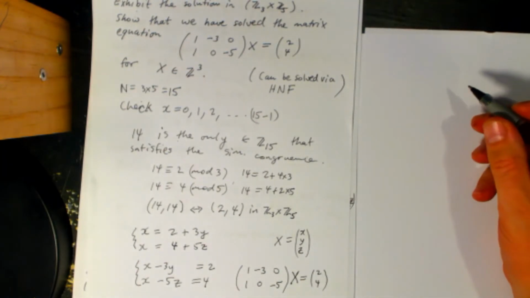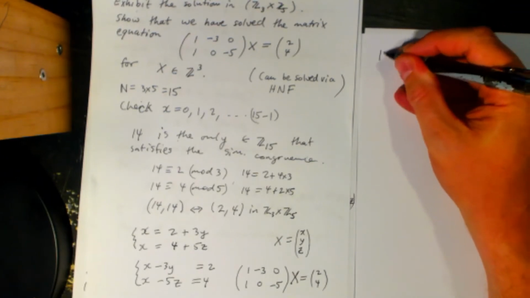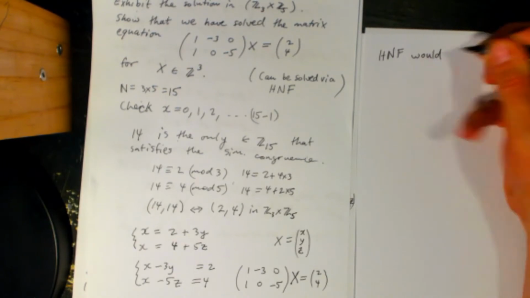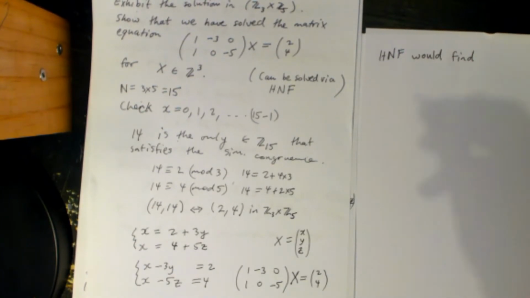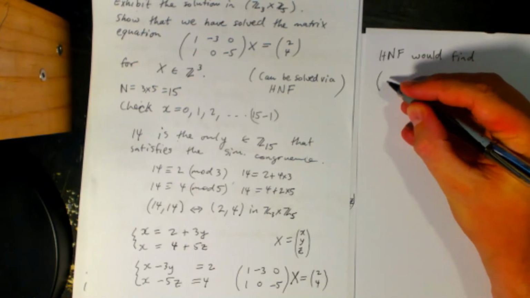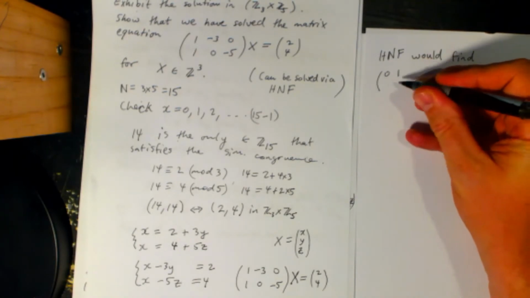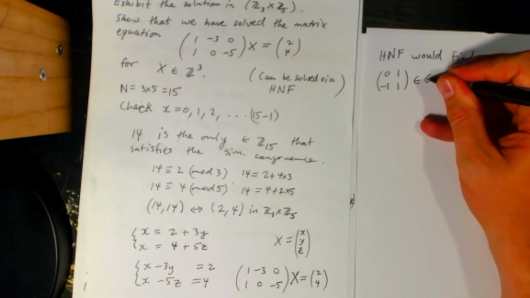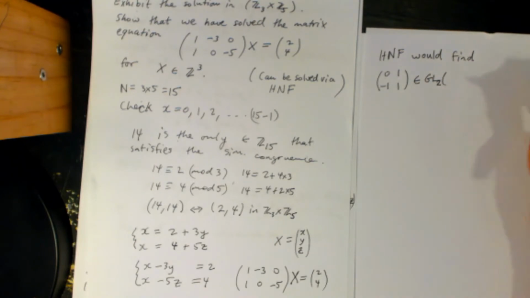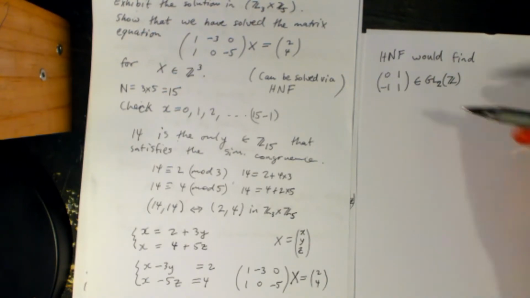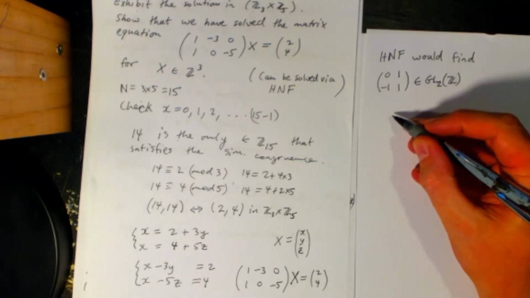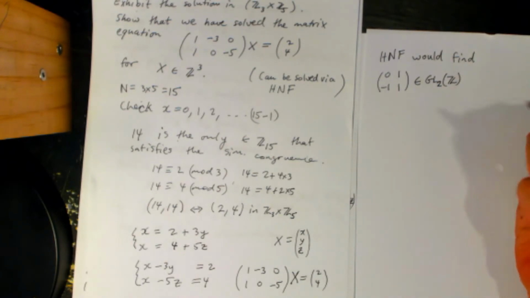Okay, so now the Hermite normal form, HNF for short. That's an algorithm that would find the matrix [0, 1; -1, 1] belonging to GL2(Z). So it's got integer entries, it's invertible, and basically we're able to multiply this on the left.